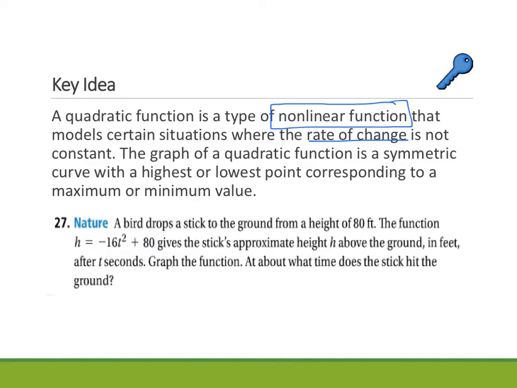Okay, look at the problem. A bird drops a stick to the ground from a height of 80 feet. The function h equals negative 16t squared plus 80 gives the stick's approximate height h above the ground in feet after t seconds. We will graph the function and then we'll figure out at about what time the stick hits the ground.